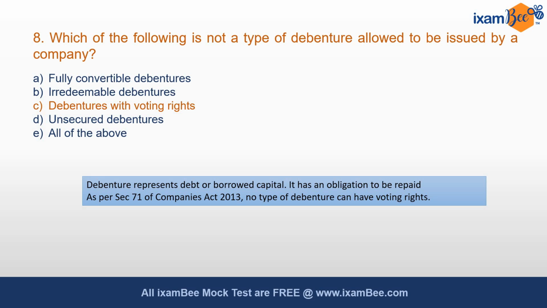As per section 71 of the Companies Act, no type of debenture can have voting rights. So which of the following is not a type of debenture allowed? Debentures with voting rights is not allowed as per section 71.